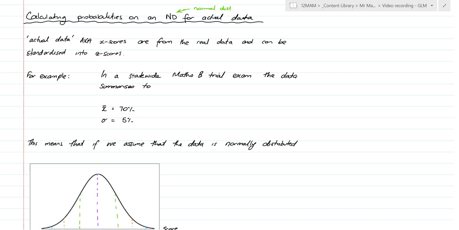Yes, that's right, ND is my lazy way of writing normal distribution for actual data, for raw data, for X scores. And we call them X scores as I stated there. The real data that can be standardized into Z scores if we need to. And I'm going to show you in this video how on your calculator you might not actually need to.